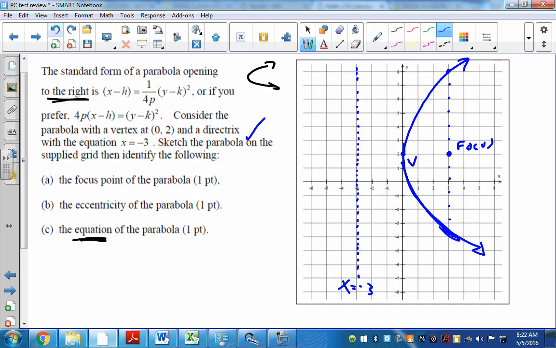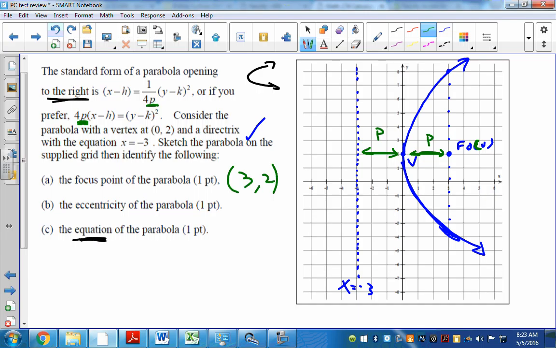The focus point we found. Remember the distance from the vertex to the directrix? This was called P. It's the same as this. This is P. Okay, so in the ellipses and hyperbolas, we were calling that C for focus. But for parabolas, for some reason, we use the letter P instead of C. Okay, so the focus point, I guess we should go ahead and write the ordered pair. We can count, 1, 2, 3, so (3, 2).